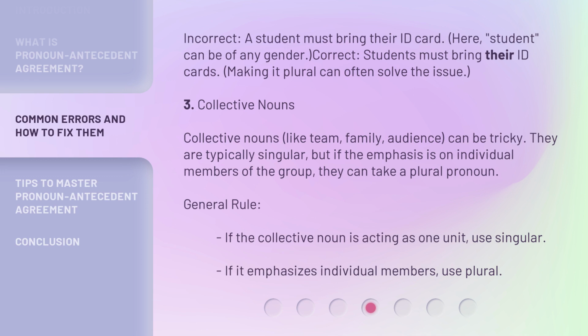3. Collective nouns. Collective nouns, like team, family, audience, can be tricky. They are typically singular, but if the emphasis is on individual members of the group, they can take a plural pronoun. General rule: if the collective noun is acting as one unit, use singular. If it emphasizes individual members, use plural.